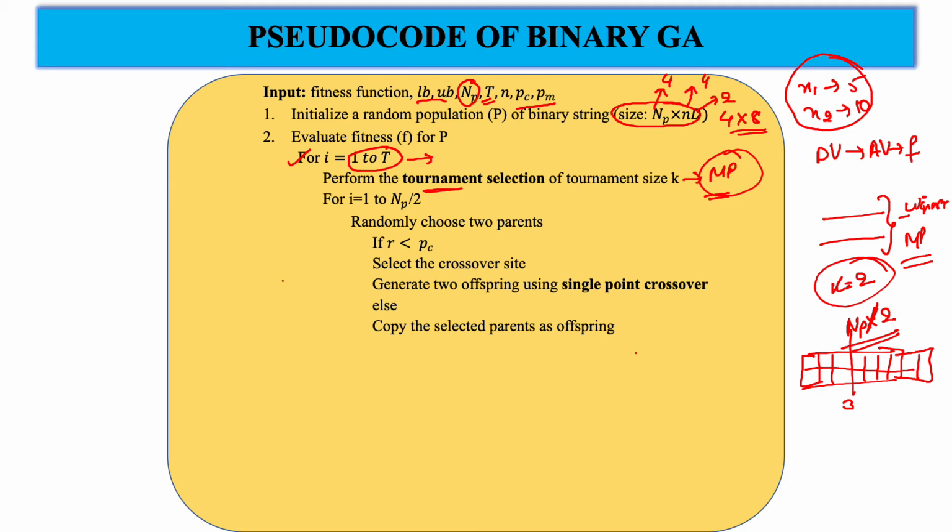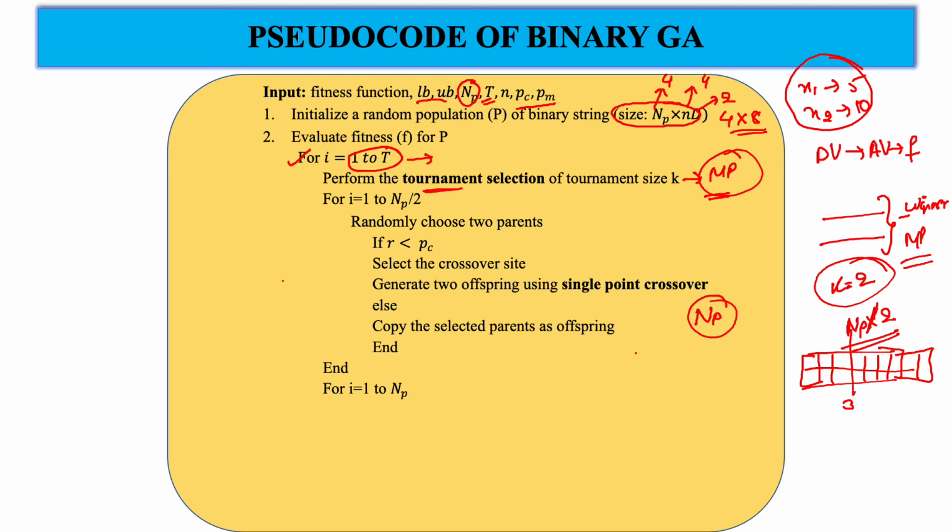Okay, now after that we will move towards the mutation process. So again we are going to perform a for loop iteration, for Np times, because as we know now we have Np offspring after crossover.